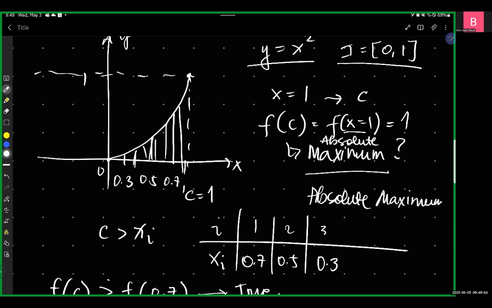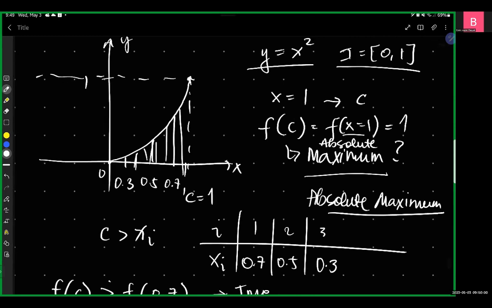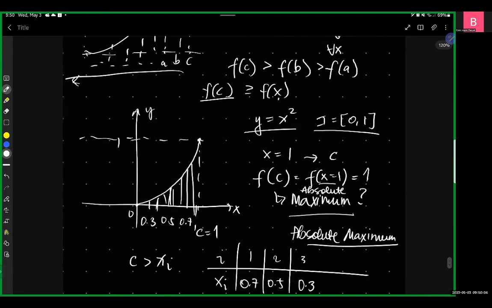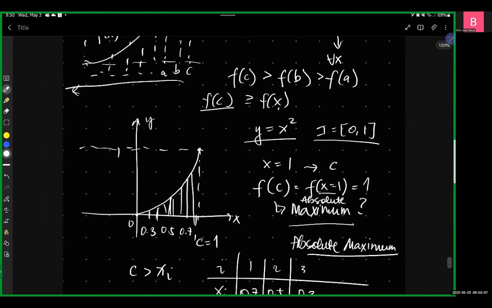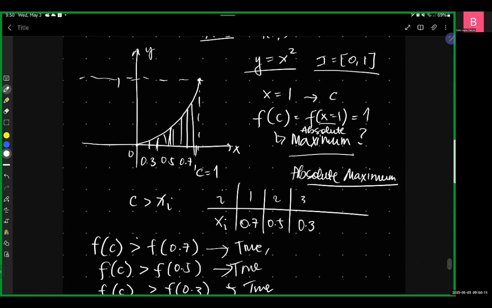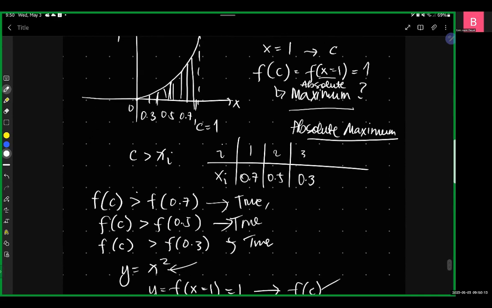Okay? So that's the idea of looking for an absolute value. So I think malino naman yun sa absolute maximum. Intindihan ba? Okay, so walang sumasagot. Okay, yes po.